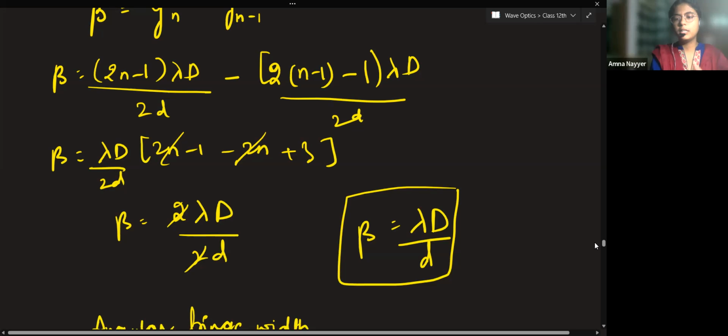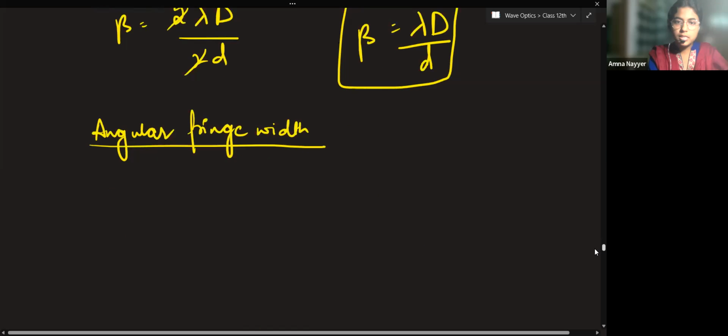One more topic, 3 topics, let's do. One is this, that is the fringe width. In continuation is this.